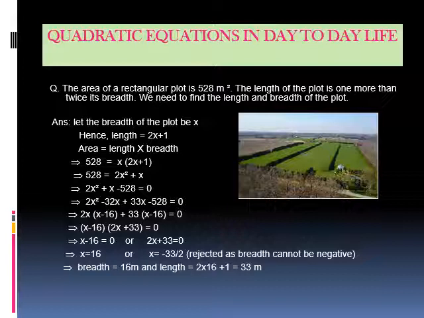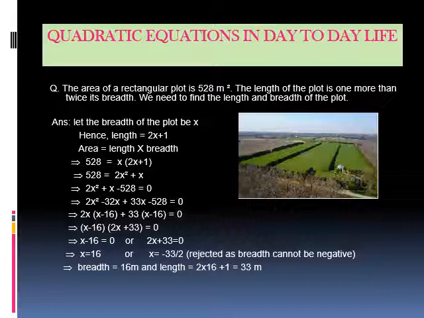Let's see how. We begin with, let the breadth of the plot be x. As per the given condition, we find the length will be 2x plus 1 because the length is 1 more than twice the breadth. Now, recall the formula for area of a rectangle, which is length into breadth. So the area is given to us as 528 and we also know the length and the breadth in terms of x. When we solve this equation and transpose all the terms to the left hand side, I get a quadratic equation as 2x squared plus x minus 528 equals 0.